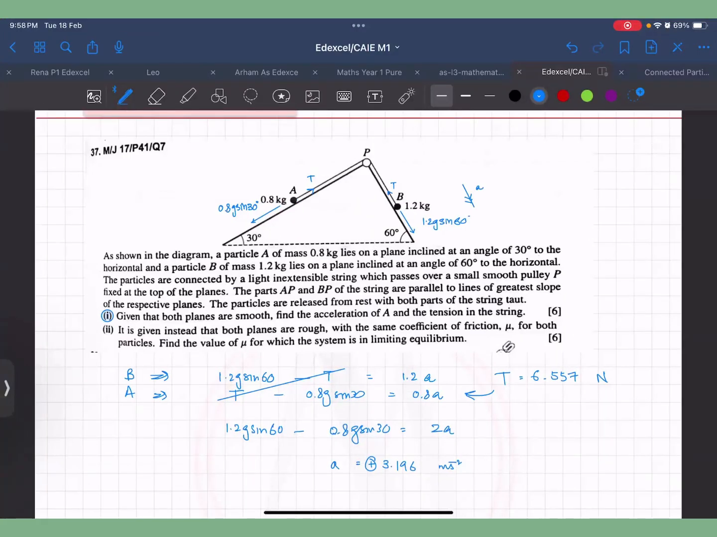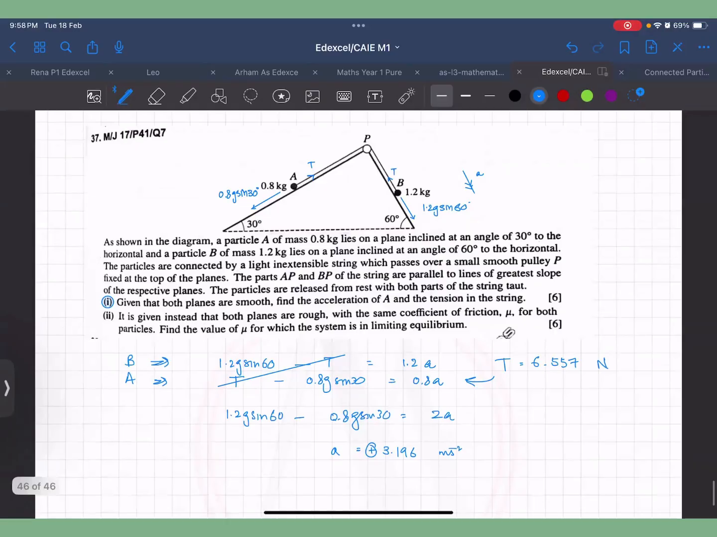Look, the question was very much, on the outside, looking difficult, but it was the same thing. It is given instead that both planes are rough with the same coefficient of friction mu for both particles. Find the value of mu for which the system is in limiting equilibrium. So both have the same coefficient of friction. So the assumption would also be the same, that B is still trying to go down.